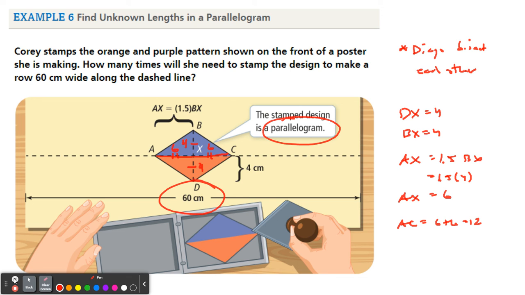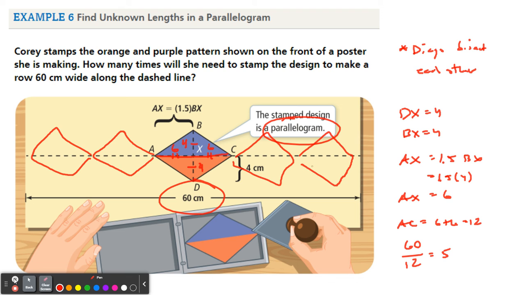We need to see how many of these parallelograms we have to stamp next to each other to make 60 centimeters. So we're just going to take 60 and divide by 12, because each stamp is a length of 12 along that diagonal. And 60 divided by 12 is 5. So if we put one more here, one more there, one more there, one more there, we will have that pattern. So we need 5 stamps.